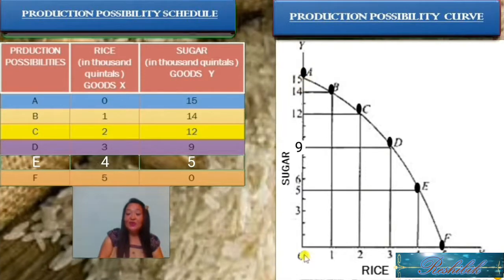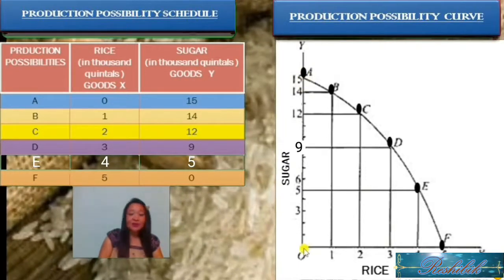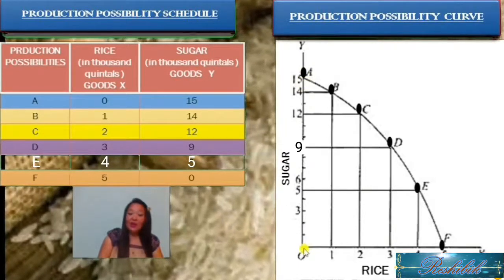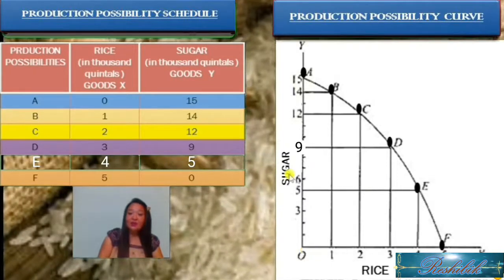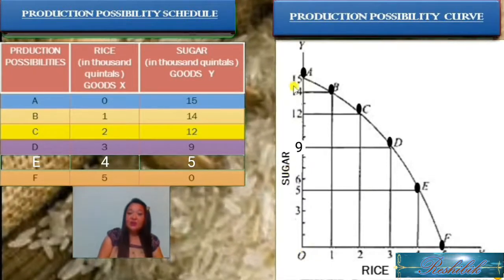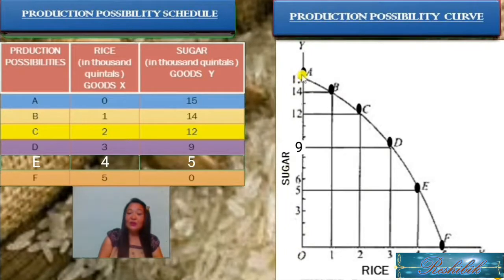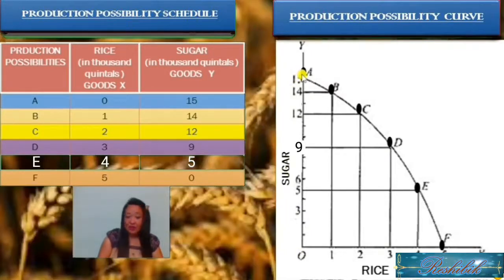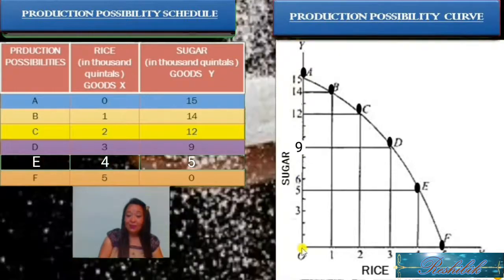The production of rice will be 0. There will be no production. Why? Because you have allocated the entire resources for the production of sugar, isn't it? So you are producing 15 units of sugar, for example. Since you are not allocating any resources for the production of rice, therefore your production will be 0.